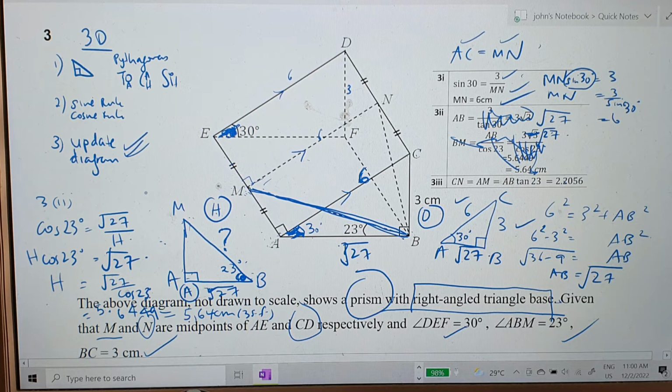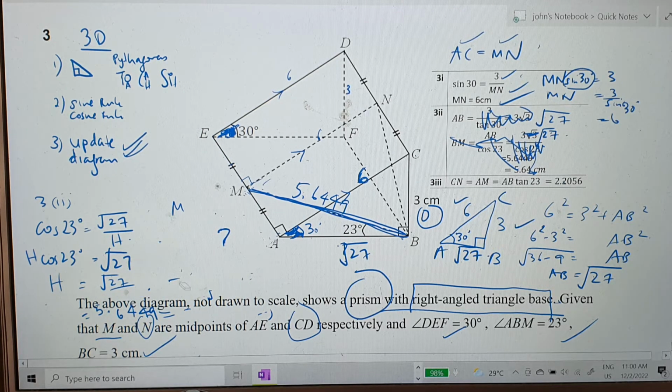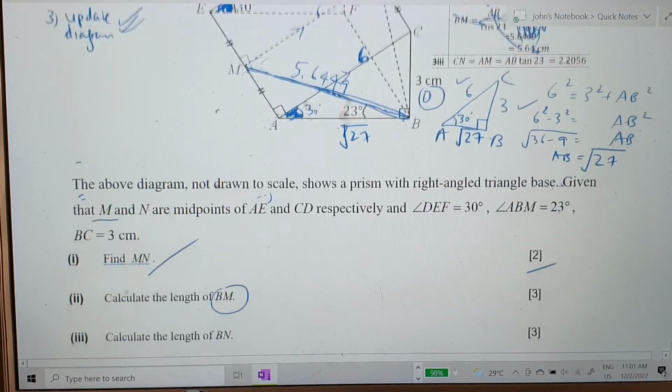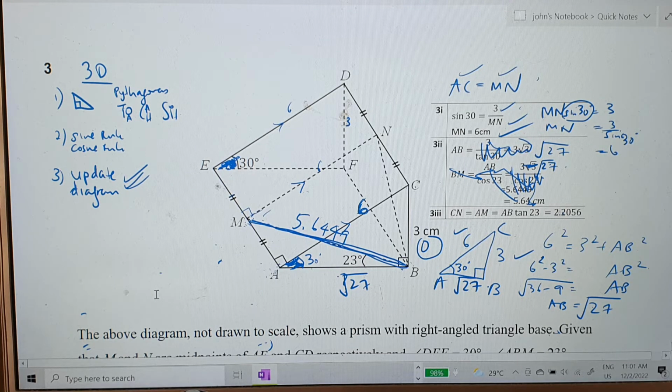Okay, finish already. Now I erase this, because it's very complicated looking, but I must label whatever they have asked me to find. So BM, now I know that this is 5.6449. I label with the 5 SF value here. Alright, I erase already. What did they ask us to do for the last part? You read the question. So they asked us to calculate MNB. This is the one.